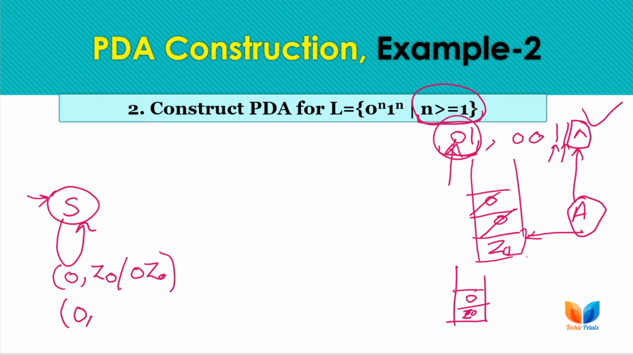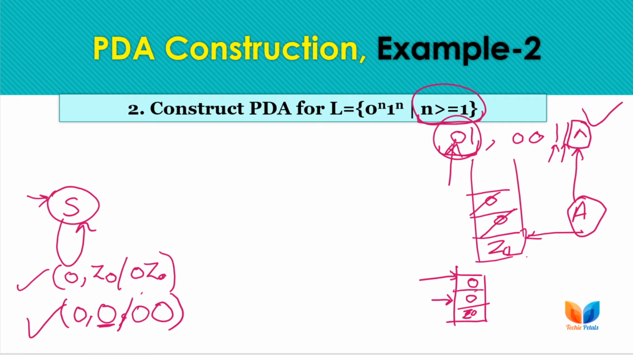Now for the next 0, the stack top must be 0. For all other zeros received, except the first, we will have 0 as the stack top. So we will replace this stack top by 00, meaning we are pushing all the other zeros onto the stack. So here is a new stack top, and this loop or transition will work for n minus 1 zeros. For the first 0 we have the earlier transition, and for the n minus 1 zeros this will be our transition.